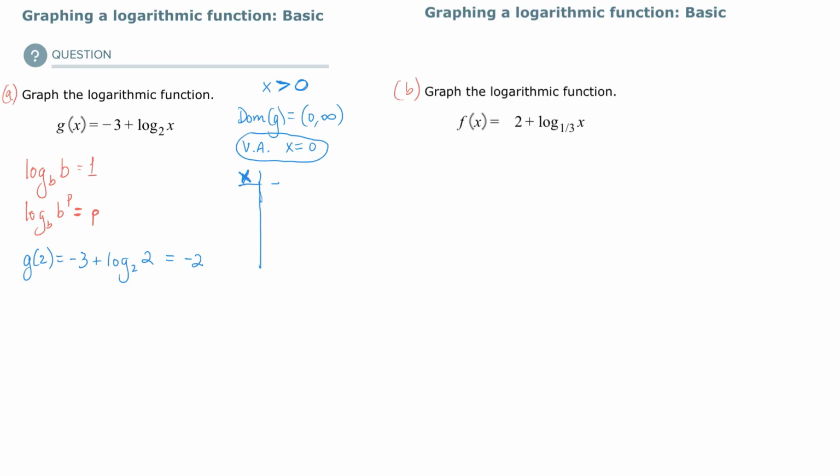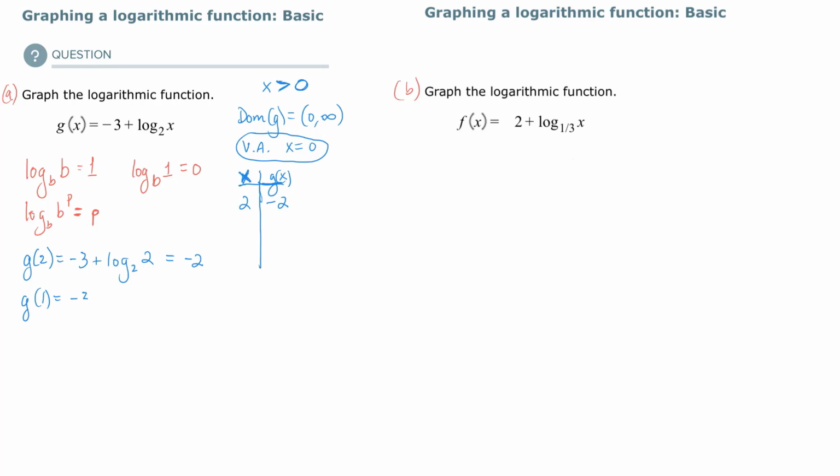x and, of course, g of x. So you have 2 and then you have negative 2. We need another ordered pair. Why don't we pick g of 1? g of 1, well, you should remind yourself of another property here. Log base b of 1 is equal to 0. So g of 1 is also very, very handy.